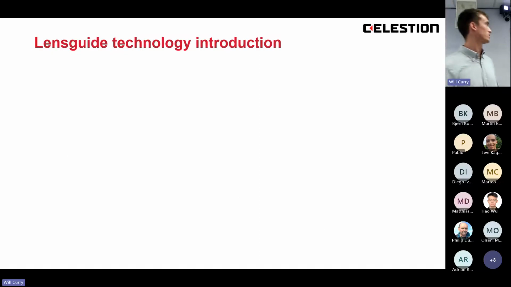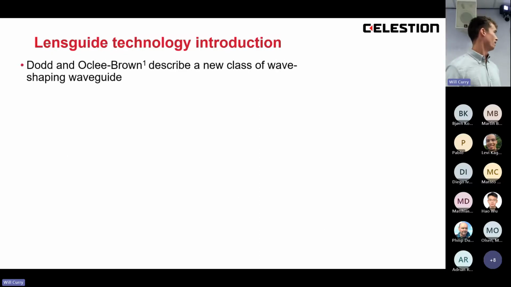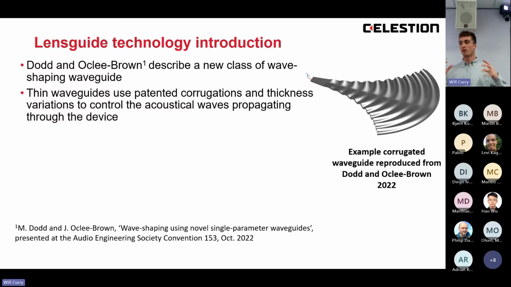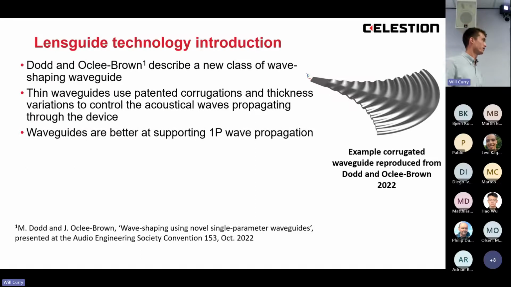So now introducing this Lensguide technology. Mark Dodd and Jack Oakley-Brown described a new class of wave shaping waveguide, and these thin waveguides use patented corrugations and thickness variations to control the acoustical waves propagating through the device. So this picture here is lifted from the patent, and you can see that there are these corrugations down the edges, and they're used to change the relative path length and keep the distances between the wavefronts the same. These waveguides are essentially better at supporting 1P wave propagation.